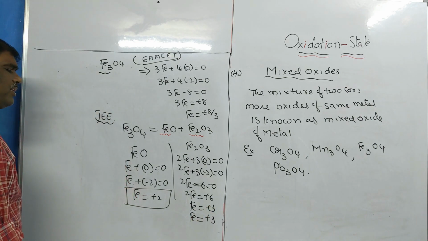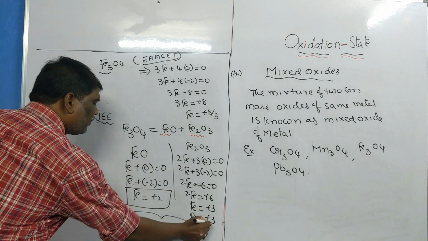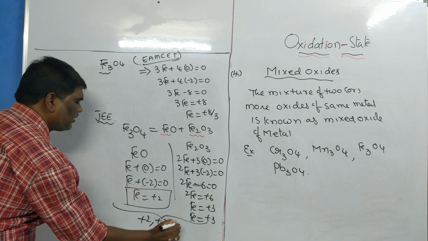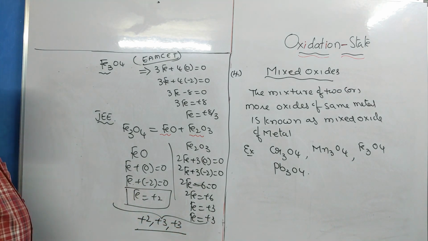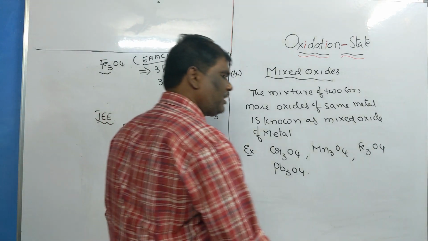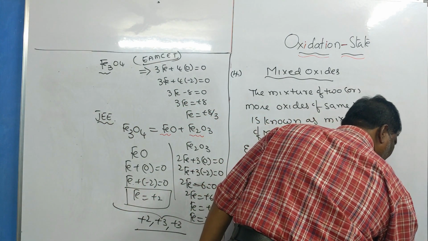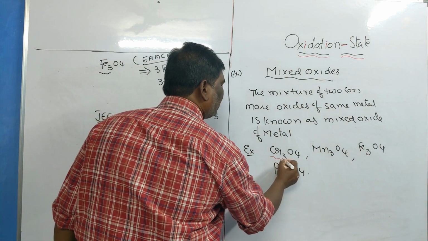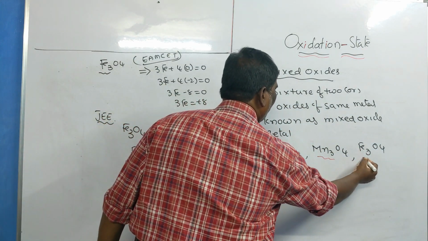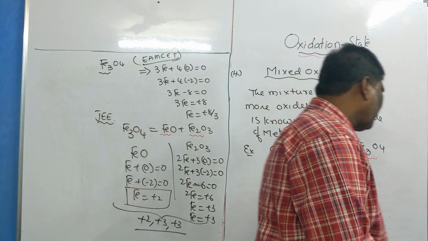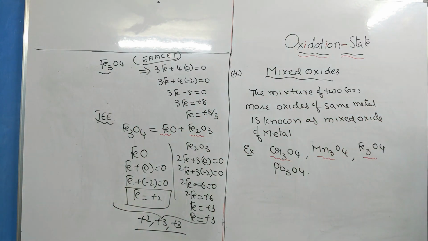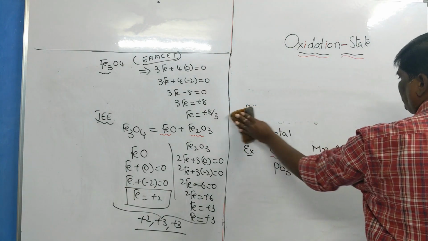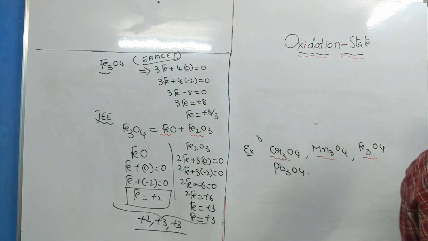Thus, the possible oxidation states are plus 2, plus 3, plus 3. These are the oxidation states possible for Fe3O4. Similarly, the same case applies in the same manner for Cr3O4, Mn3O4, and Fe3O4. For these 3 also, the oxidation states are expected as plus 2, plus 3, plus 3. I repeat once again.